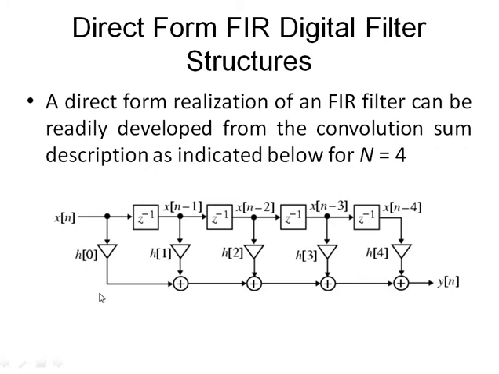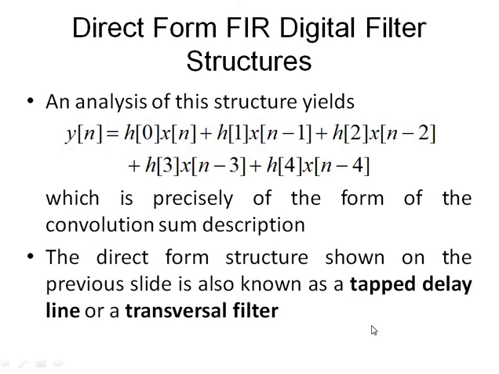A direct form realization of the FIR filter can be readily developed from the convolution sum, as indicated below for N equal to 4. Here x[n] is the input, y[n] is the output, this is the summation point, and this one is the delay element, z^-1, called the delay element.